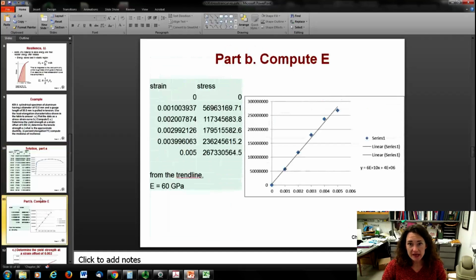Now in part B, it asked you to compute the elastic modulus. So what you do for that is you take the linear portion of your stress strain curve and you fit that using whatever routine you like to a straight line. So I just took the first 6 data points, fit a line to those in the Excel, and got a straight line fit. From that straight line fit, the slope in the trend line will give me the elastic modulus. And I got 60 gigapascals for that elastic modulus. So that's how you do that part.